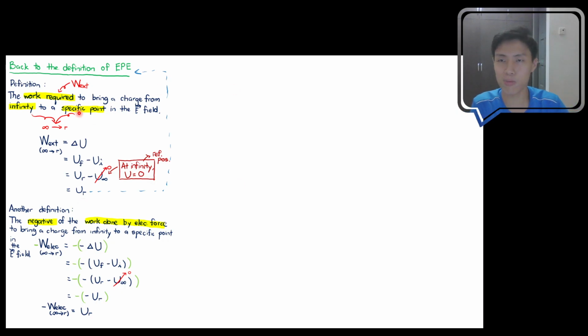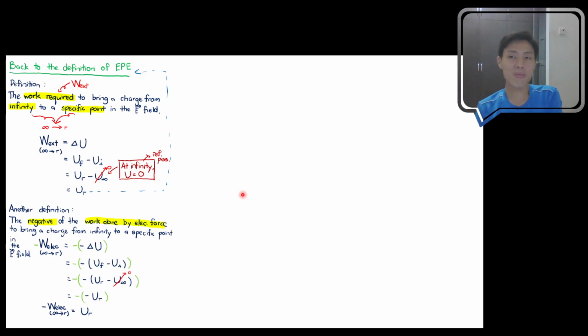You can actually move from a specific point to infinity. That is a negative of the work required. You move from a specific point to infinity, then it's a positive for the work done by electric force. You can spin in many ways, but that's not the point of our discussion. I'm just telling you that it can be flexible, but you can figure it out on your own actually.